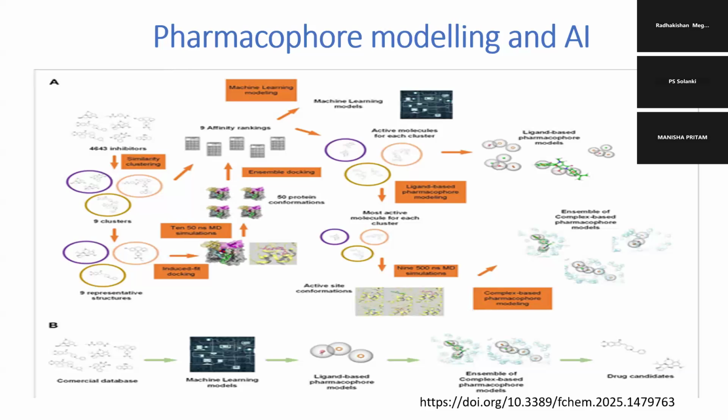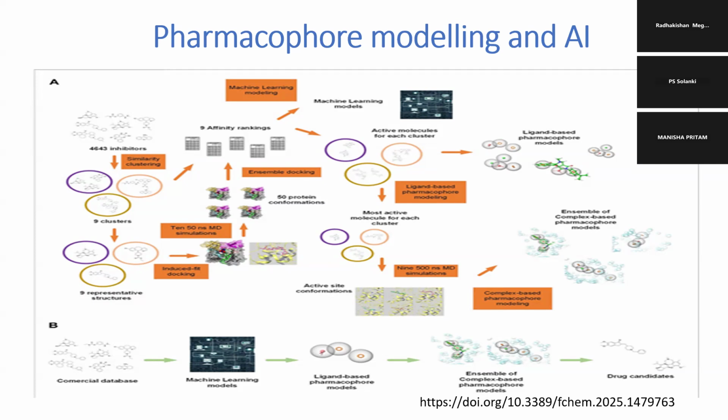Here is a very latest paper you can explore. It's a very good paper using artificial intelligence. They have generated a pharmacophore model. What they have done is they used some already known inhibitors. There are 46 known inhibitors for a certain disease, and they used them to create 9 different clusters. Using these 9 clusters, they generated different models.